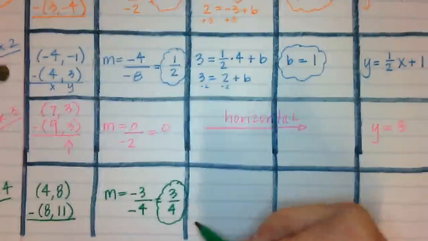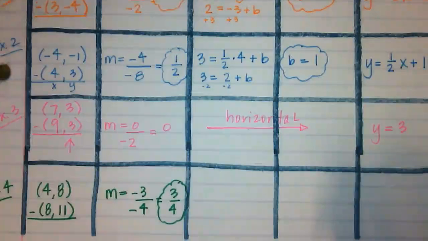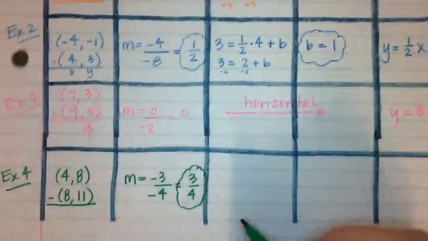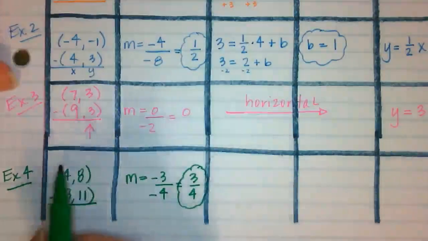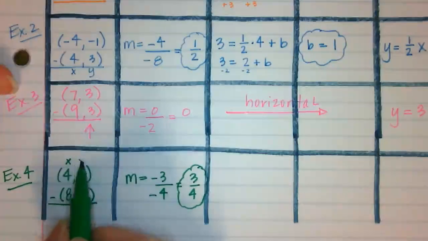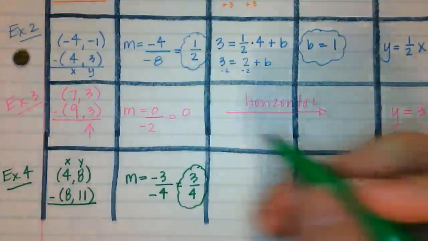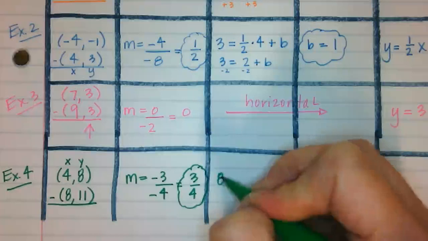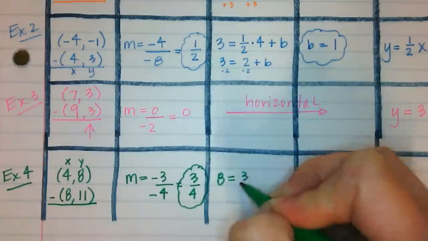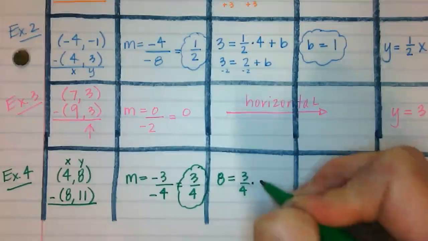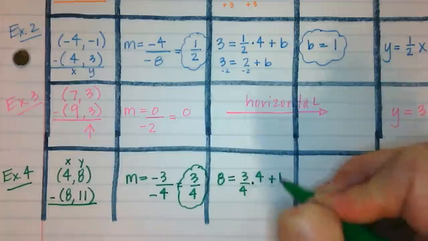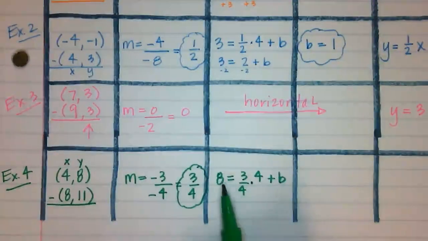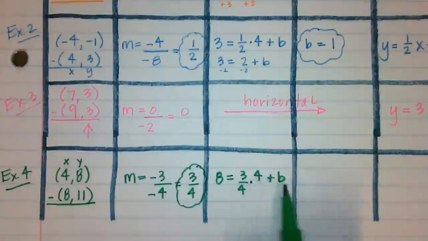Now what we need to do is fill in the m, the x, and the y. So I think I'm going to use this as the x and the y. They're just smaller. So y equals m times x plus b.